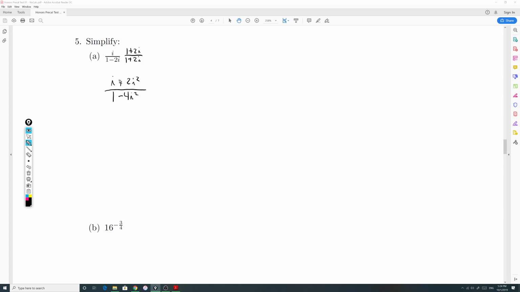So let's just clean this up a little bit, noting that i squared is negative 1. So this i squared is negative 1, so this term becomes negative 2. That's the real part in the numerator. Negative 2, I still have i there. And in the denominator, since i squared is negative 1, this is 1 plus 4, or 5. There we go. That's how you divide complex numbers.